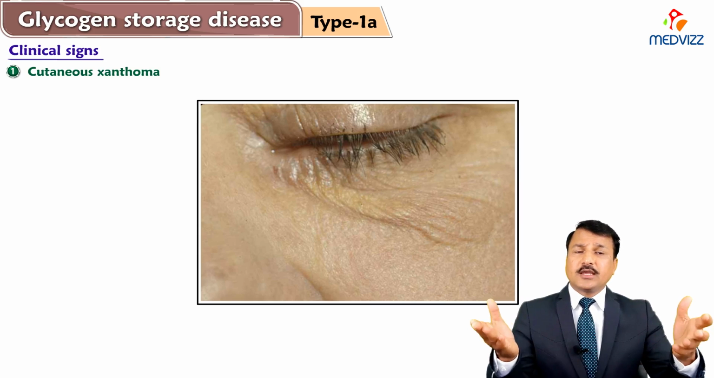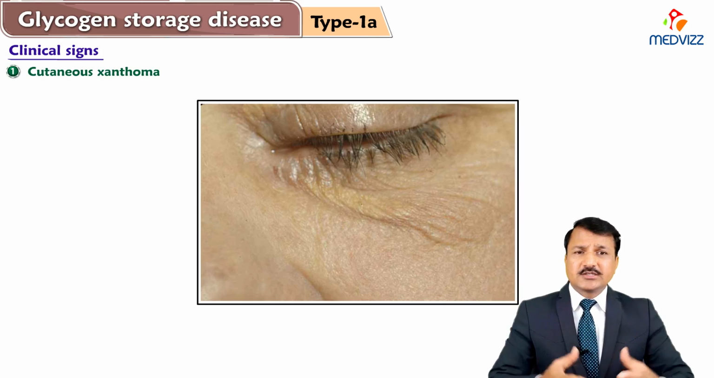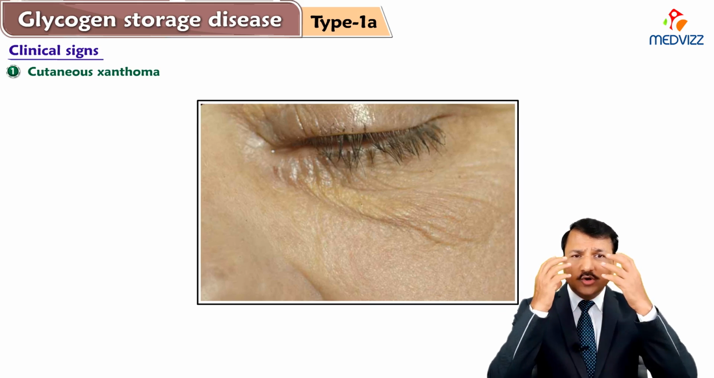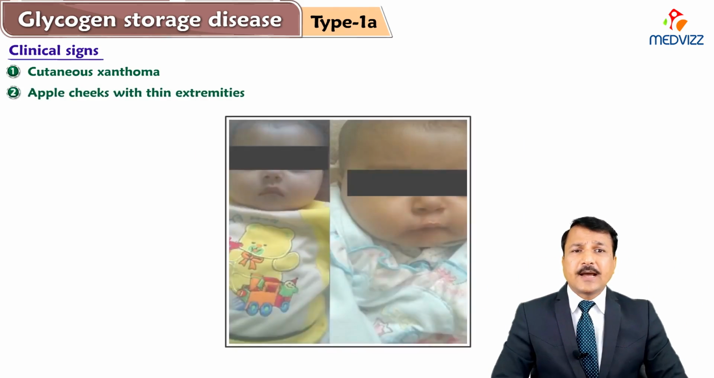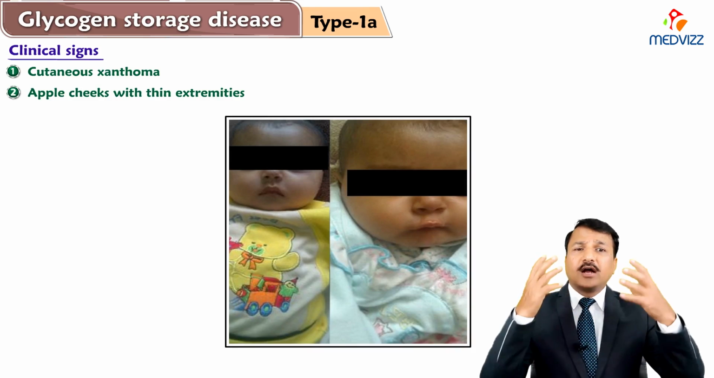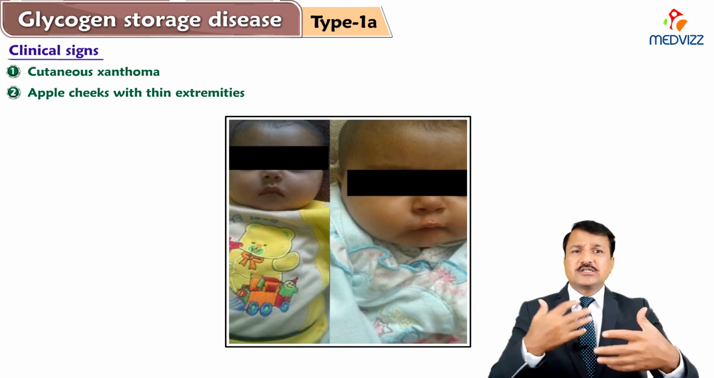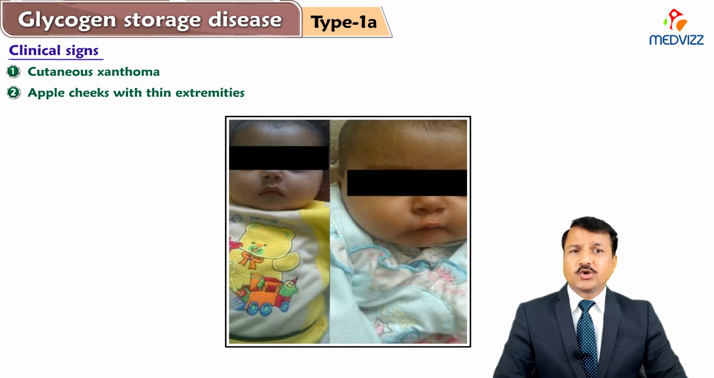And also the child with von Gierke disease will show full cheeks, which is called apple cheeks or chubby cheeks. And thin extremities. So it is a kind of abnormal fat distribution going on.